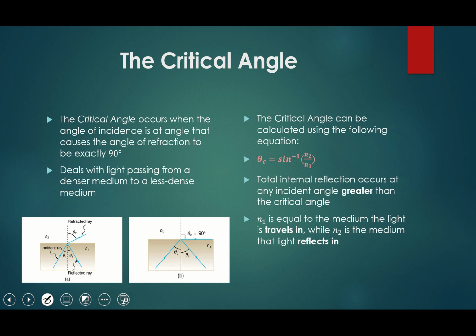Okay, we're going to go ahead and move on to another principle, which is called the critical angle. This incorporates refraction and reflection.